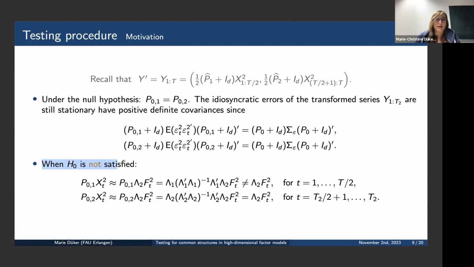So the question is now, what happens when the hypothesis is not satisfied? Well, when the hypothesis is not satisfied, we actually want our transformed series to admit a change point at T/2, right? A structural change in the loadings.